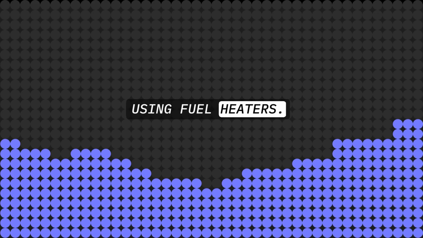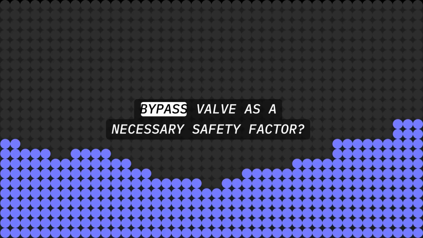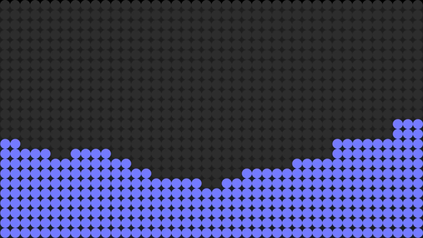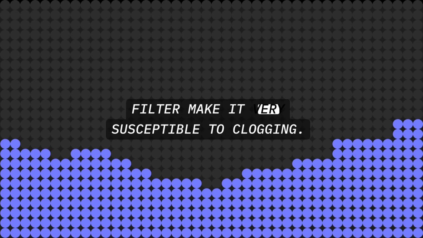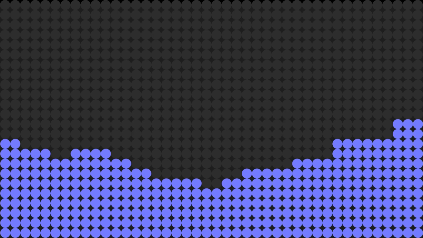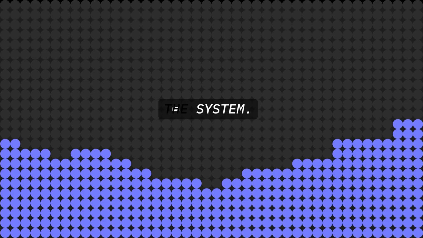Using fuel heaters. Why is a micron fuel filter provided with a bypass valve as a necessary safety factor? Because the small openings in this type of filter make it very susceptible to clogging. Where are fuel filters located? They're located at the fuel pump, in line with the system.